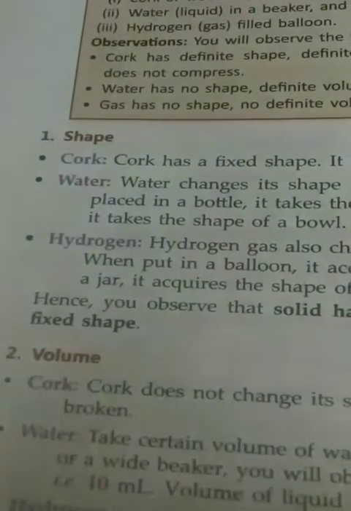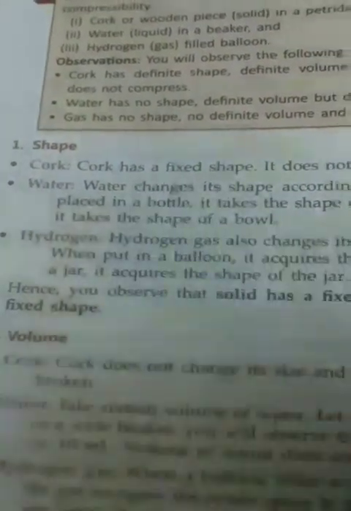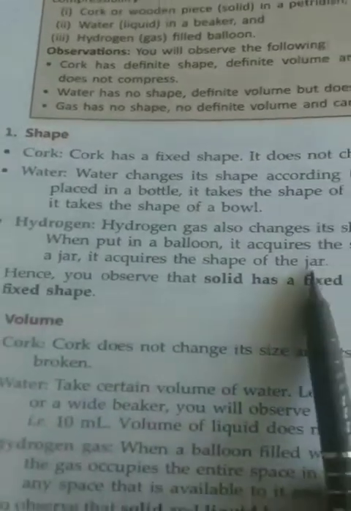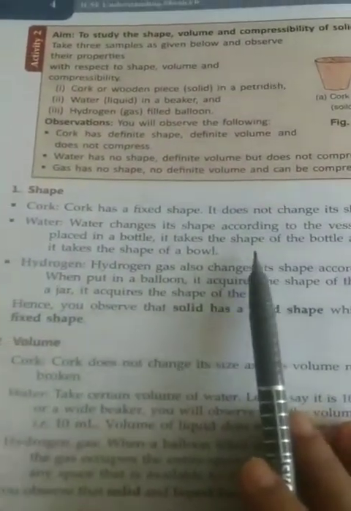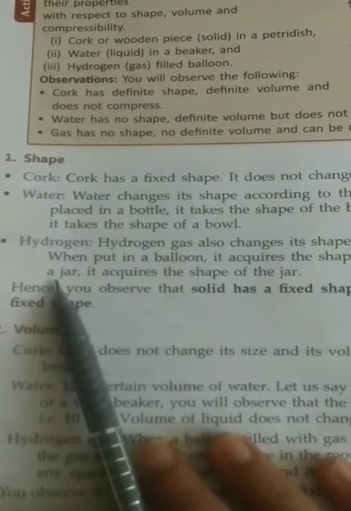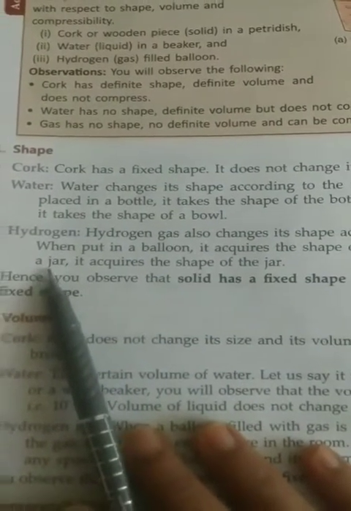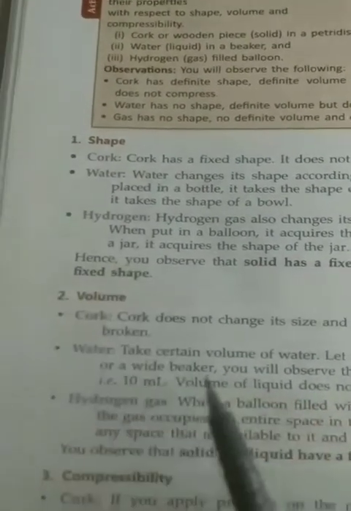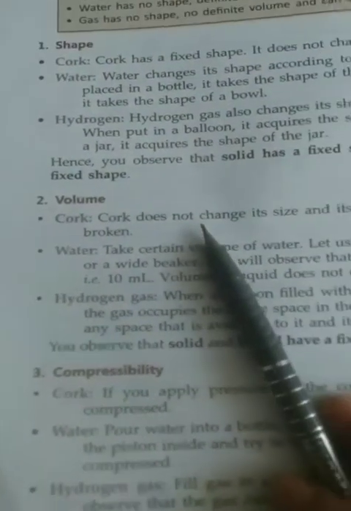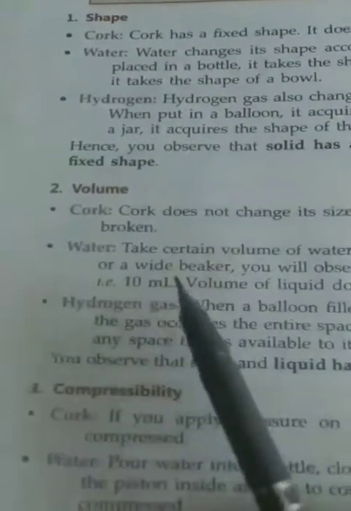In case of shape, they give the example of the cork, and we know it has a fixed shape. Water does not; it changes shape according to the shape of the container or bowl in which we keep it. In case of gases, they have taken the example of hydrogen. It also changes shape according to the object in which we put it. Volume: cork does not change its shape and size, so its volume is definite.